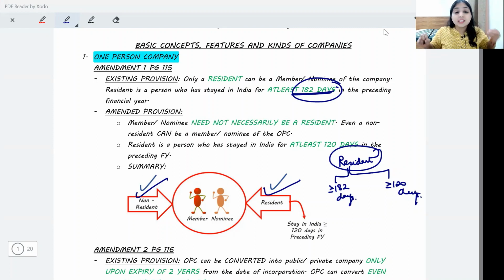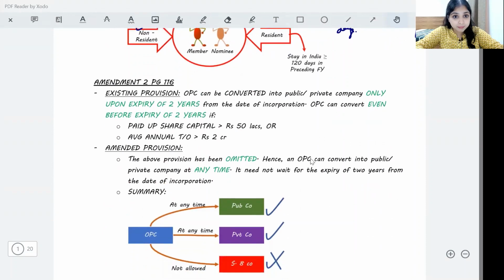All right. So two changes here. Change number one, it is not necessary that only a resident should be appointed as a member or nominee. Even a non-resident can be appointed as a member or nominee. And change number two, a resident is no longer a person who has lived in India for at least 182 days. If you live in India for at least 120 days in the preceding financial year, you will become a resident. Okay. So this is it about the changes in one-person company.